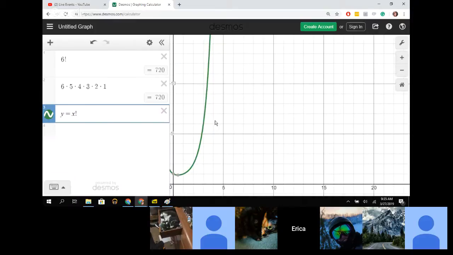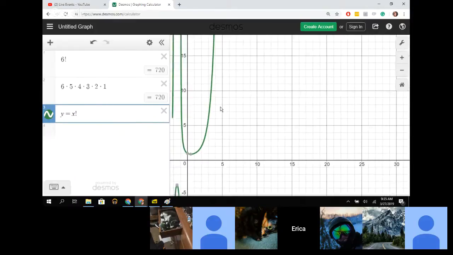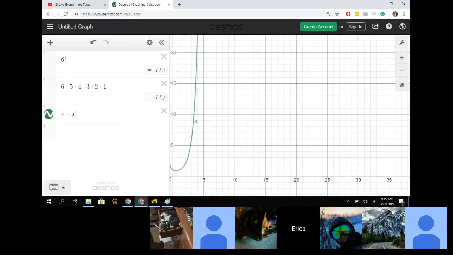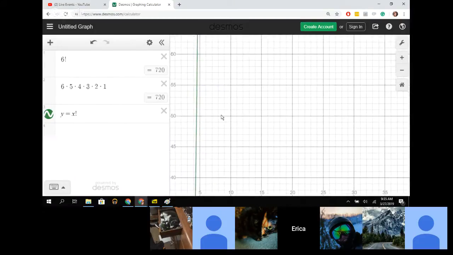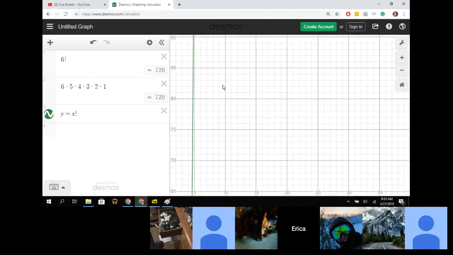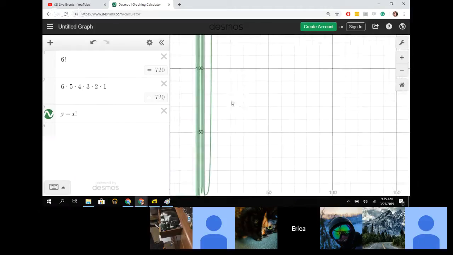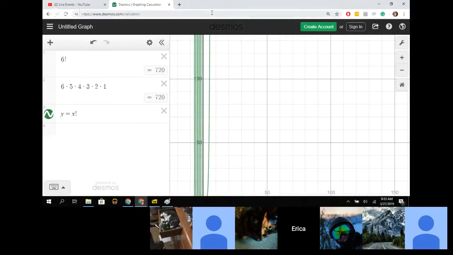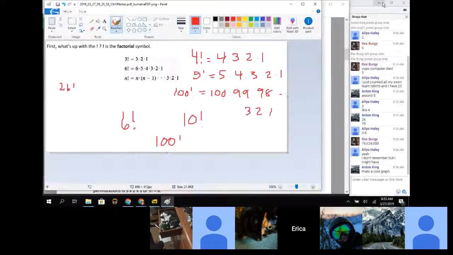3 factorial, 6. And then what happens to your curve? It just exponentially grows, right? By the time you get to 5 factorial, you're way up here. So your factorials just kind of go crazy exponentially. Okay, side note about factorials. I promise that we're not just randomly talking about them.